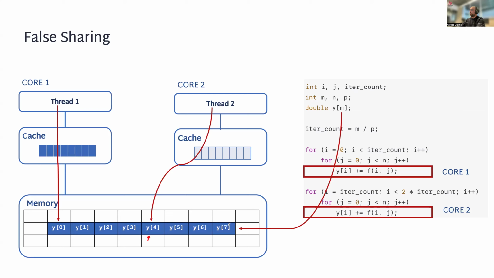And because the whole array fits into the cache line, this element also is in the same cache line. So which means the entire array Y is one cache line. It doesn't matter which core is fetching it from the memory.